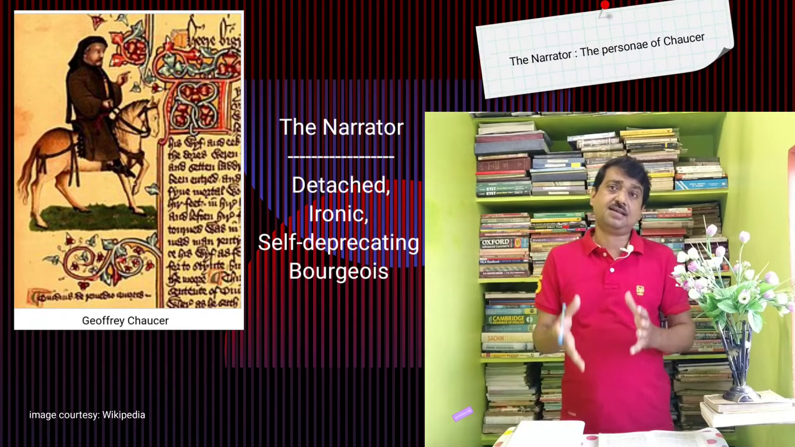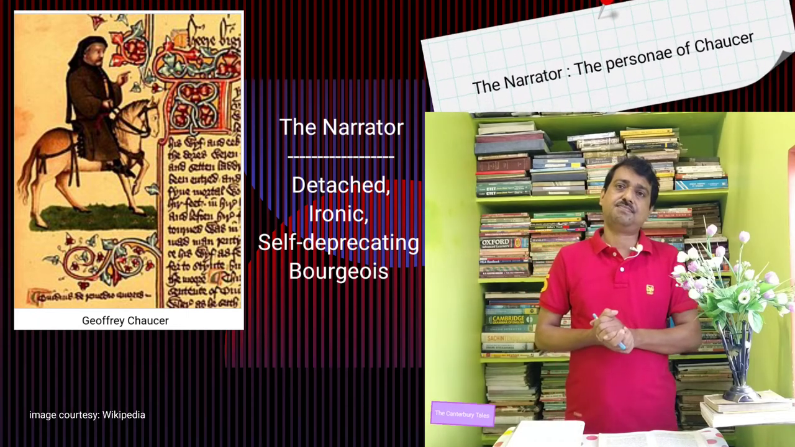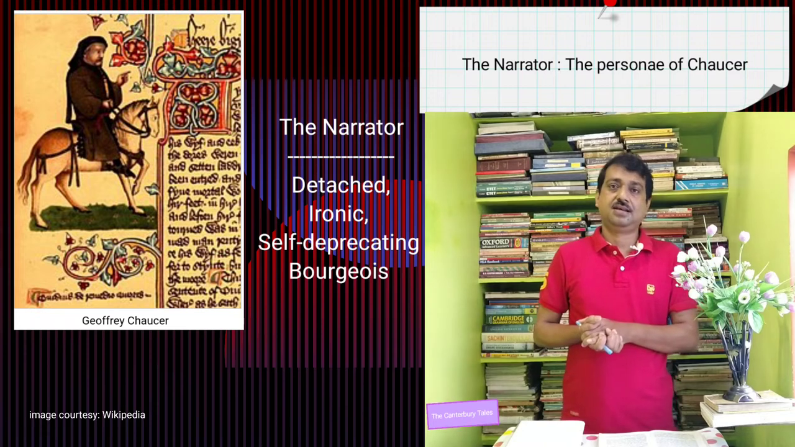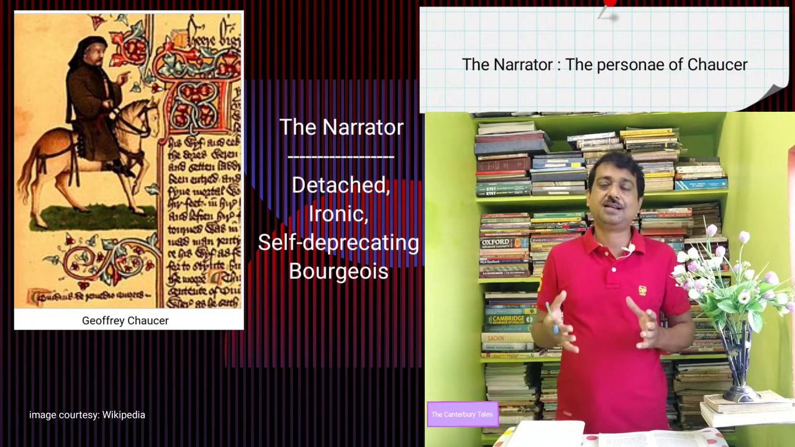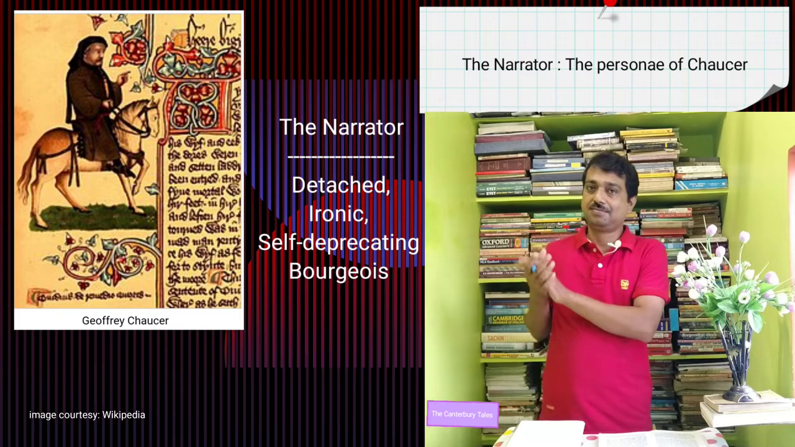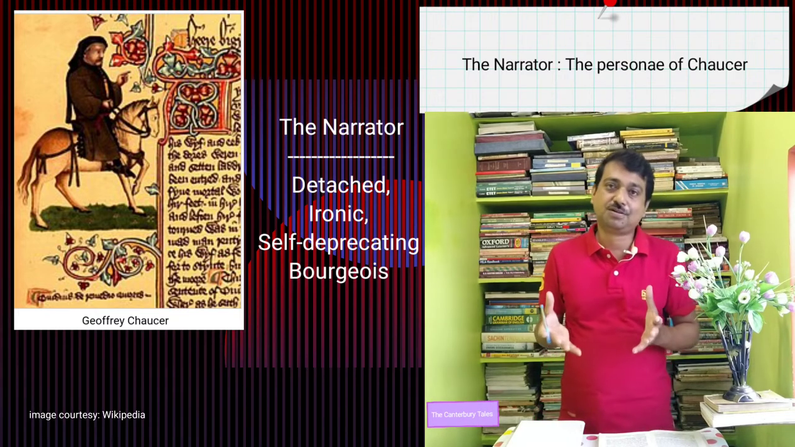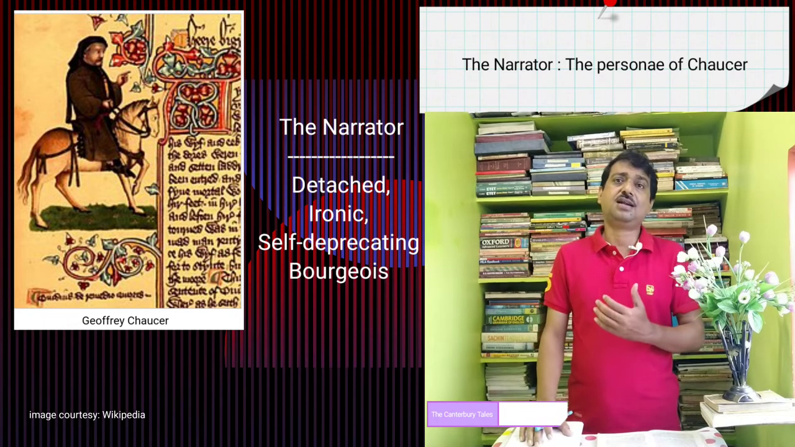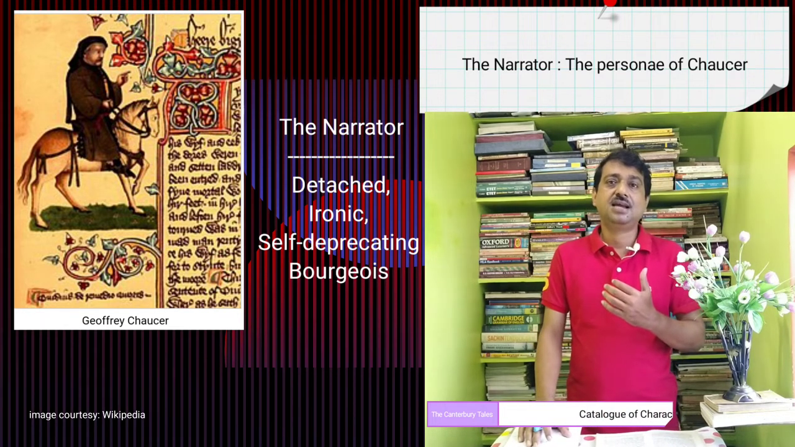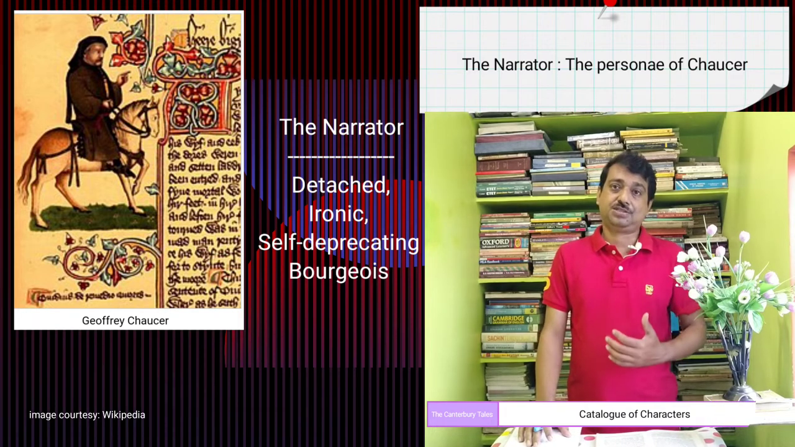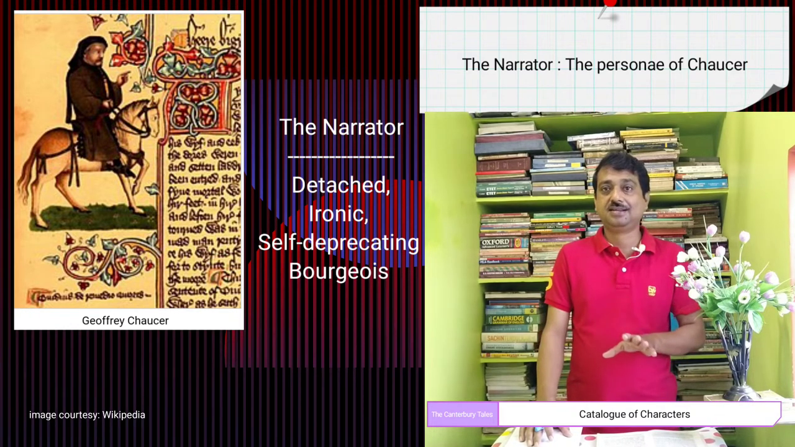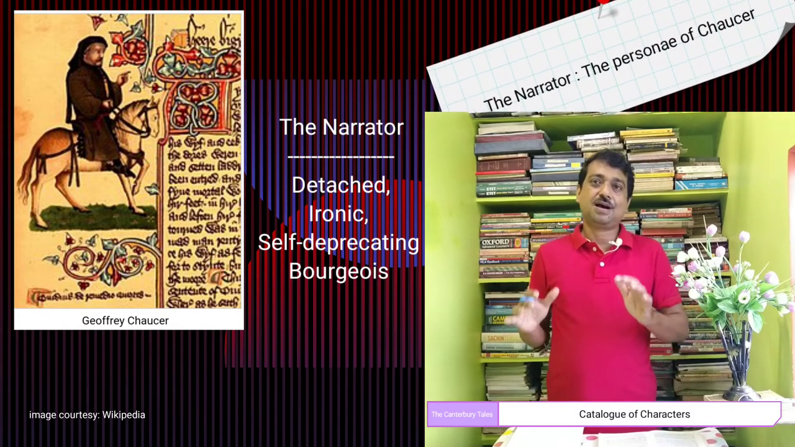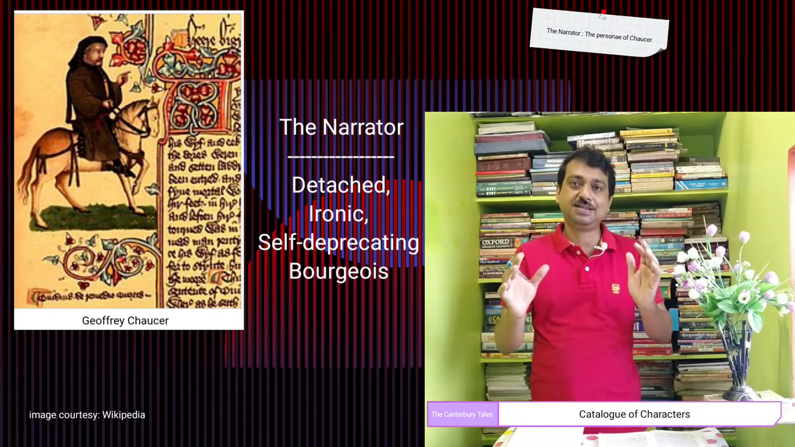We see before us these major characters in the prologue. In the prologue segment, the descriptions of these characters are so vivid and so varied. The narrator is in the personage of Chaucer, though not directly told. A somewhat detached, ironic, self-deprecating bourgeois figure can be seen in the narrator. So the entire prologue is written from the narrator's perspective.